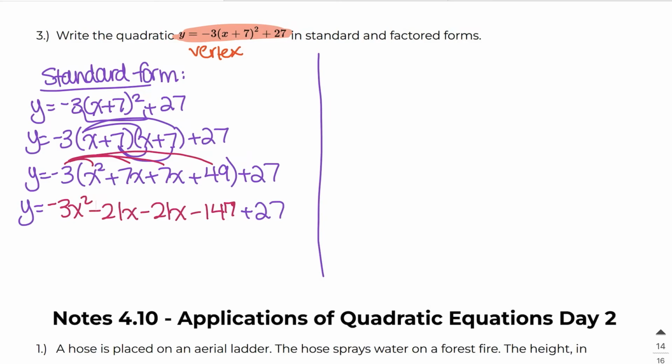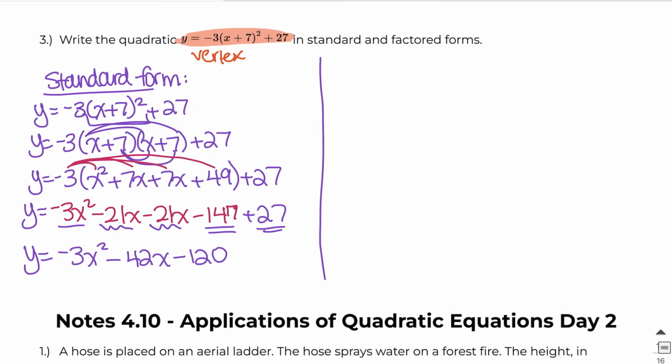Okay, so here, now I can just go ahead and collect all of my like terms right here. So this ends up being negative 3x squared, nothing's like it. Minus 21x is like minus 21x, and that gives me minus 42x. And then here I've got negative 147 and 27 together will give me negative 120. And this right here is in standard form.